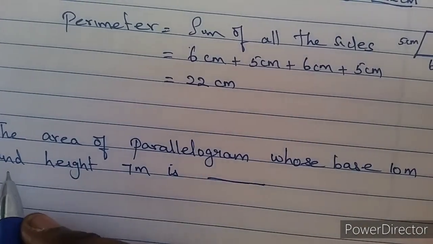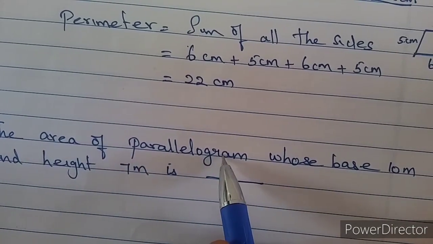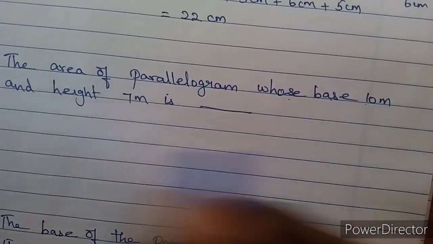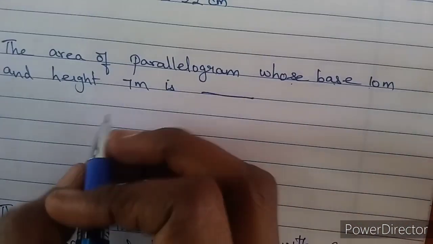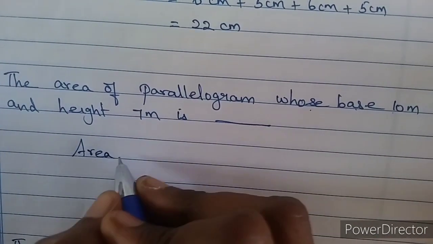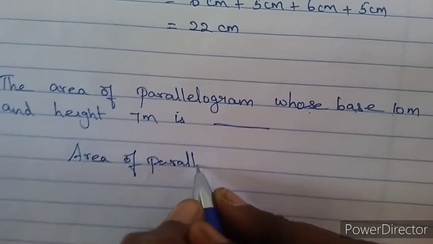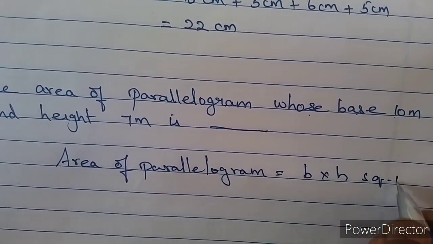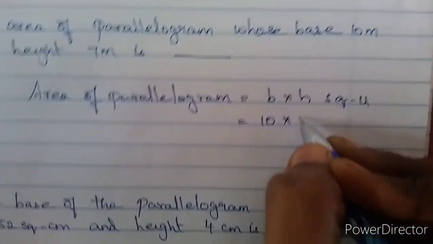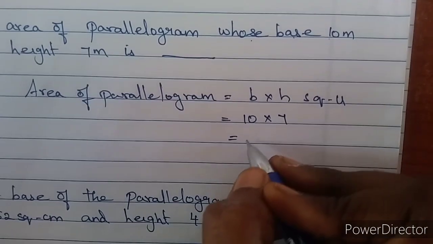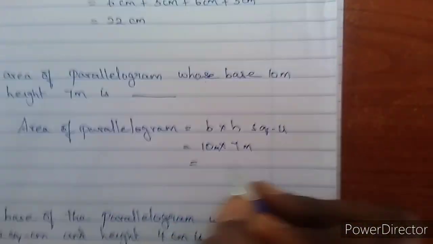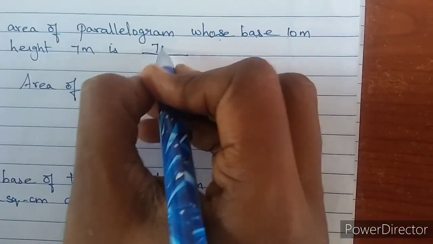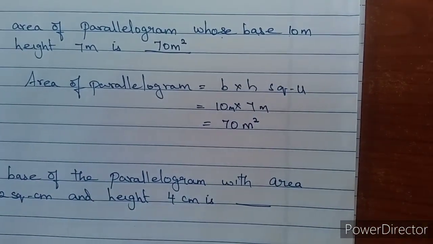Now question number 7. You have to find the area of the parallelogram whose base is 10 meter and the height 7 meter. So what is the formula? Area of parallelogram is base into height square unit. So 10 meter into 7 meter. 10 into 7, 70 meter square. So your answer is 70 meter square.